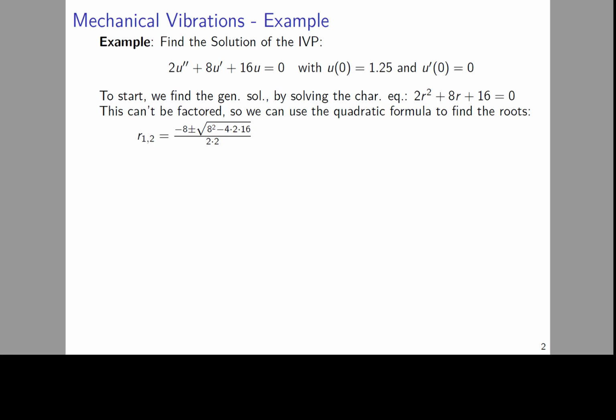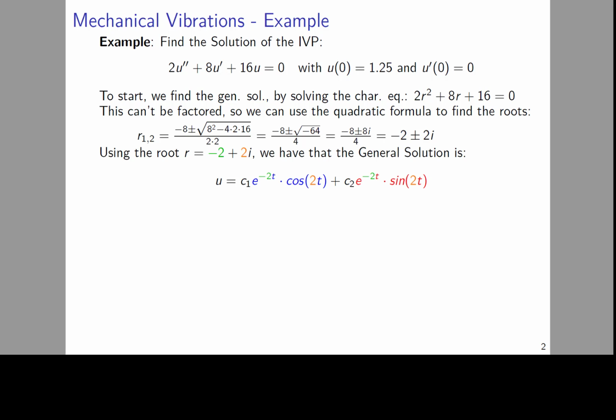The denominator simplifies to 4, while the discriminant, 8 squared minus 4 times 2 times 16, simplifies to negative 64. So we get that the roots are negative 8 plus or minus 8i all over 4, which reduces still to negative 2 plus or minus 2i.